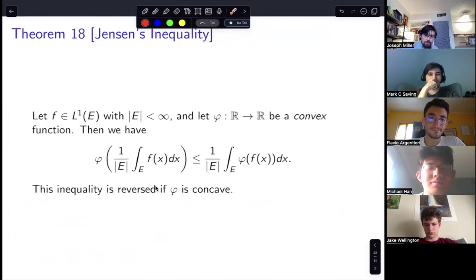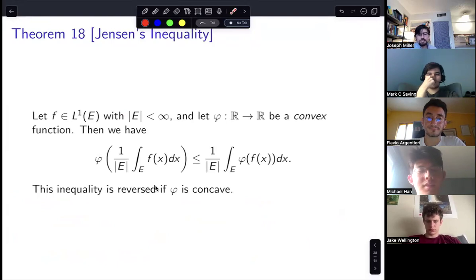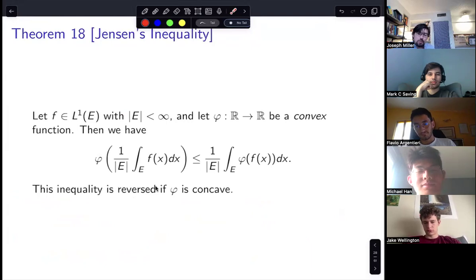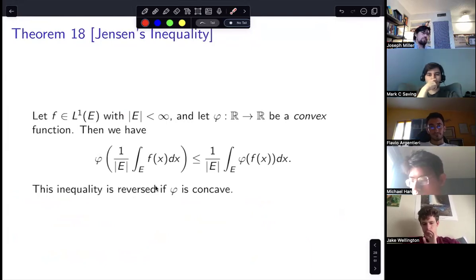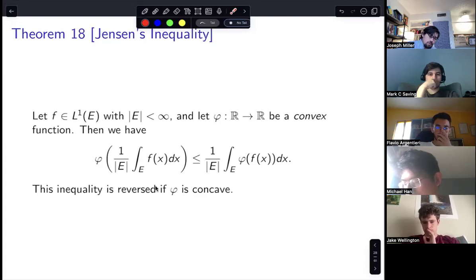Okay, so before we go on, there's a generalized version which I wanted to show you. But before that, let's talk about Jensen's inequality. This has to do with how the integral behaves under convex functions. So a convex function, if you recall, phi going from R to R here, is convex if the following holds.